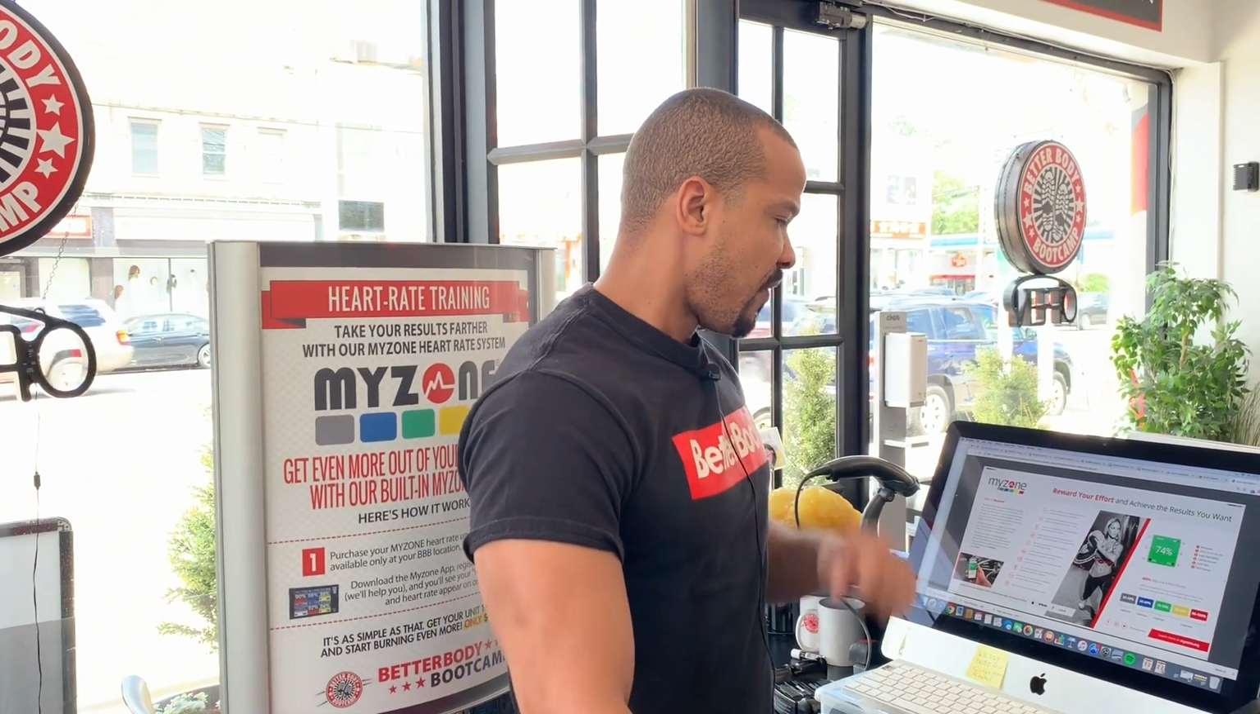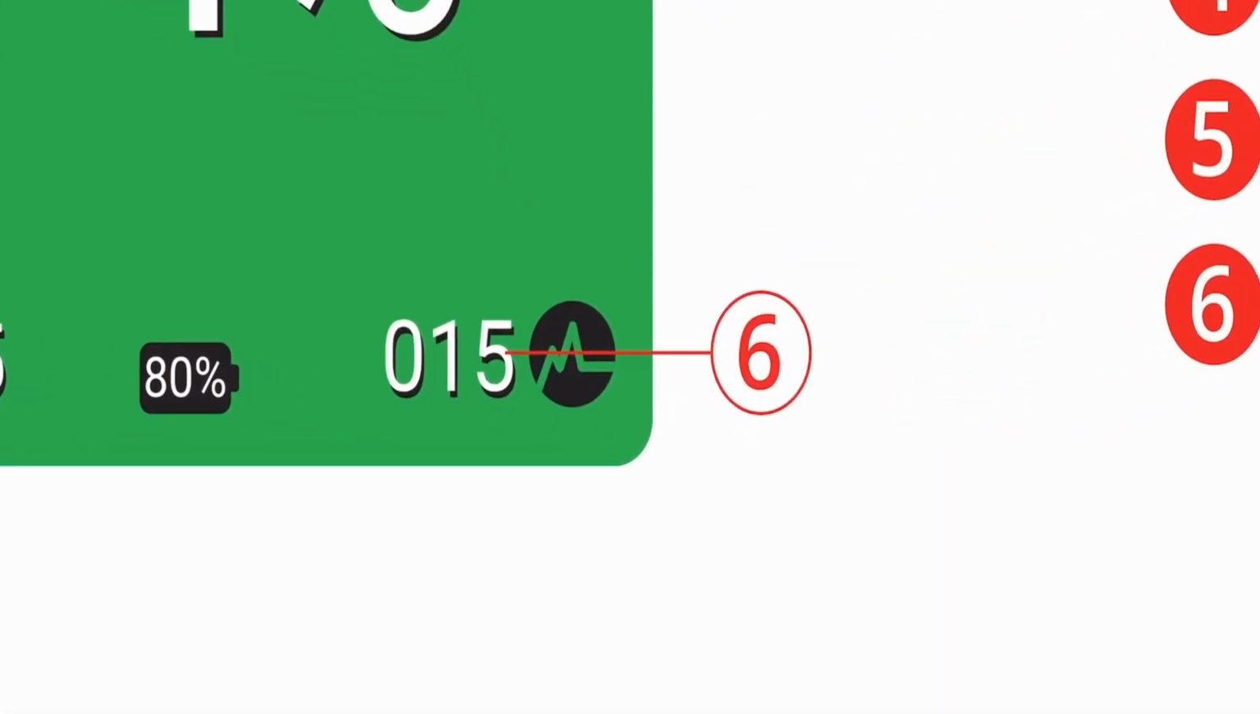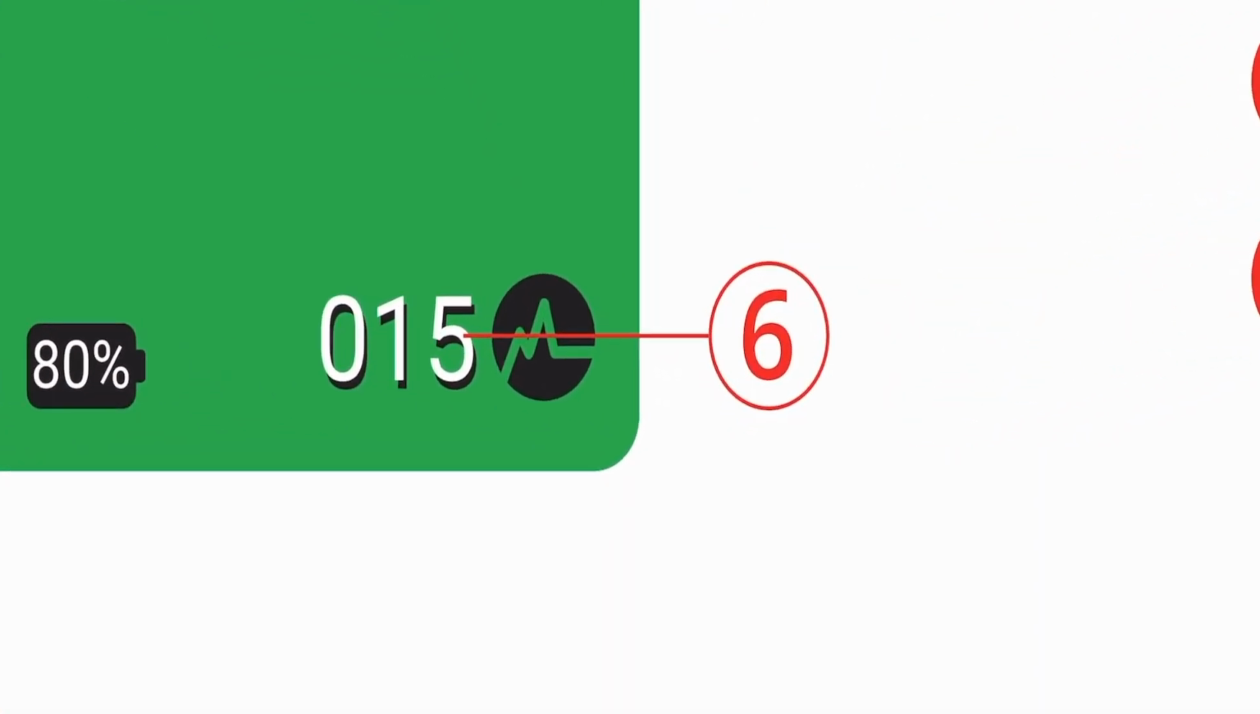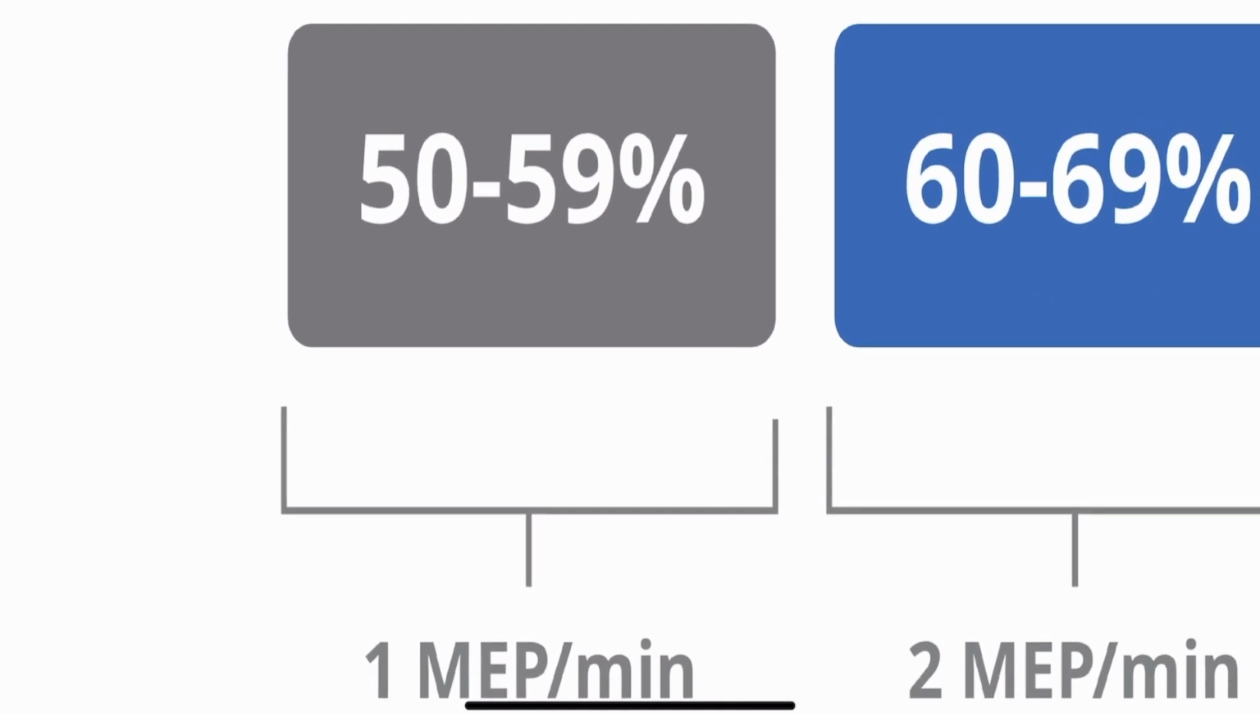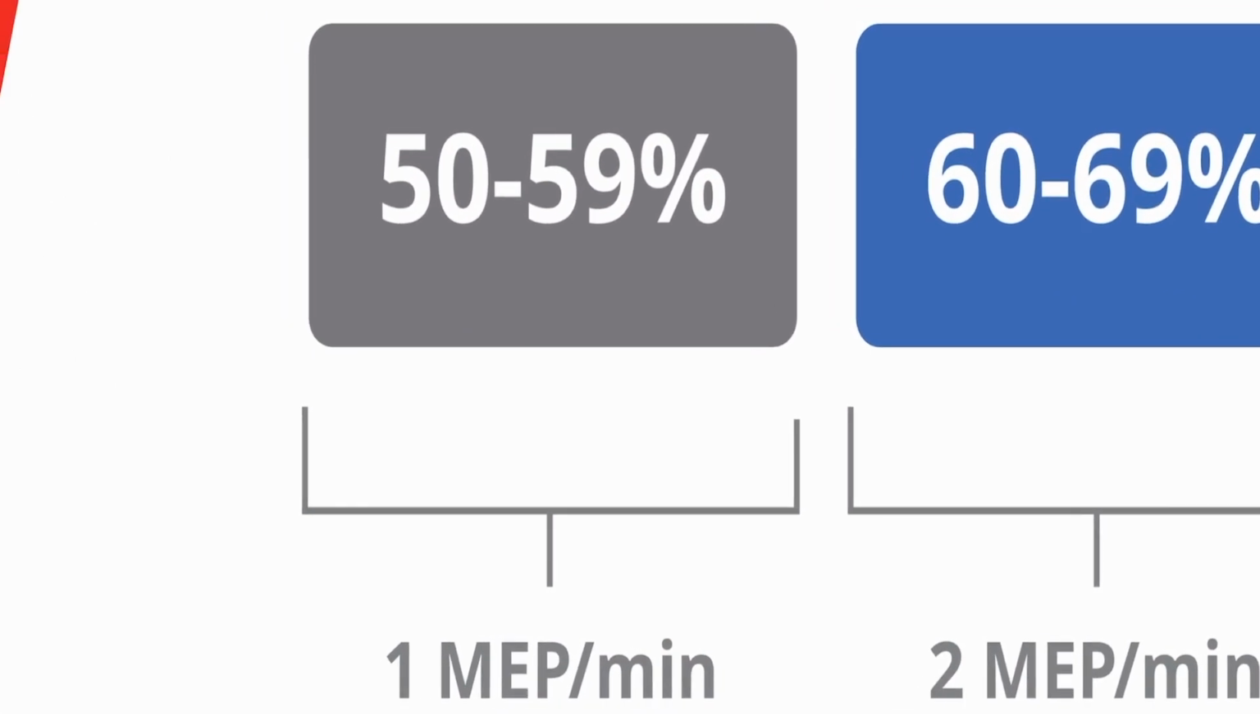So first and foremost, we're gonna go into what the MP points mean, okay? So the MP points are gonna be found at the bottom, the little number 6 here, at the bottom of your workout. This is what Myzone determines to give you points depending on the zone that you have. So if you see here, zone 1, 50 to 59%, you get 1 MP point. That means 1 point per minute that you're in that zone, okay?